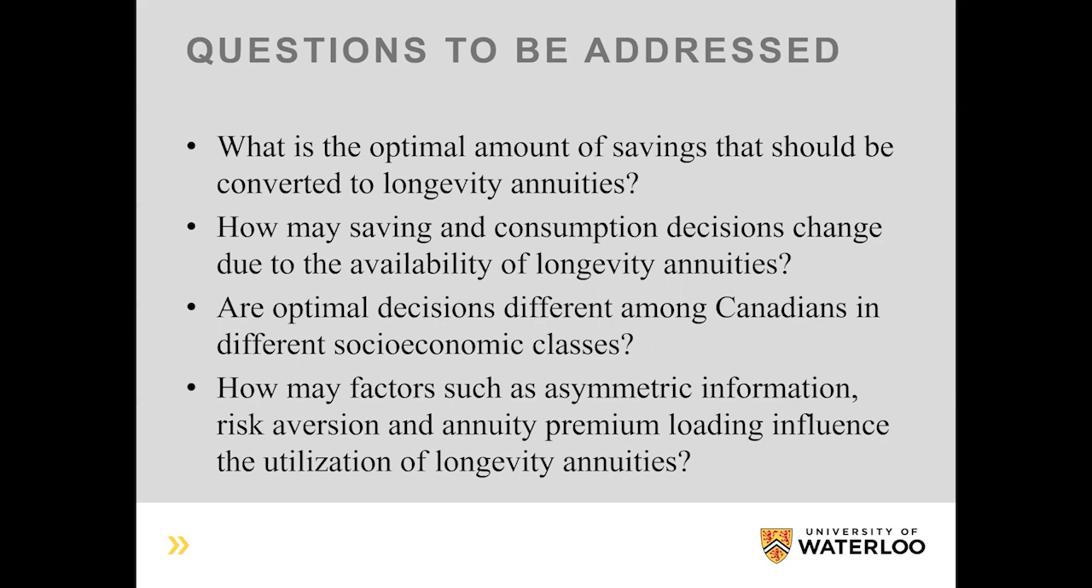Specifically, we would like to seek answers to a few questions. First, what is the optimal amount of savings that should be converted to longevity annuities? Second, how may saving and consumption decisions change due to the availability of longevity annuities? Third, are optimal decisions different among Canadians in different socioeconomic classes? And finally, how may factors such as asymmetric information, risk aversion, and annuity premium loading influence the utilization of longevity annuities? We will answer all of these questions using a life cycle model that is designed and calibrated specifically for Canadians.